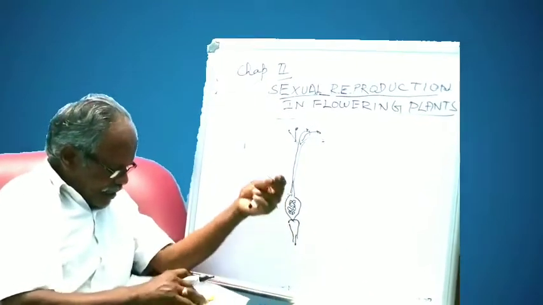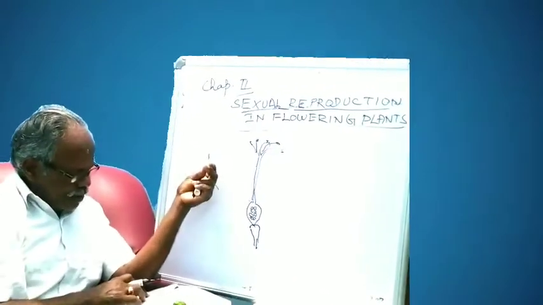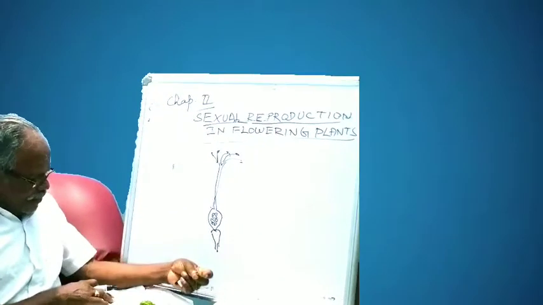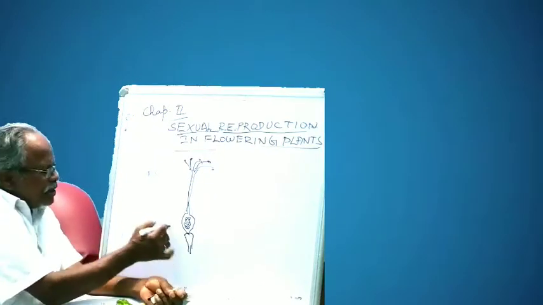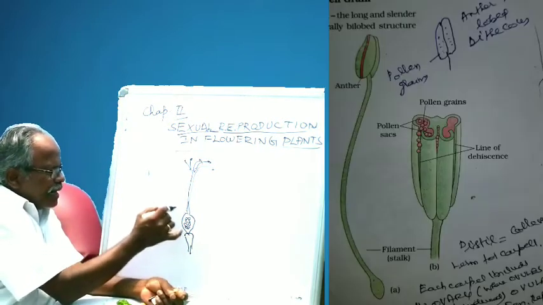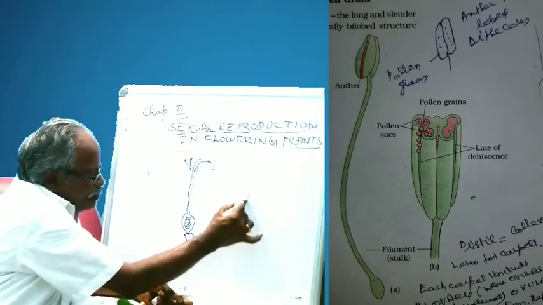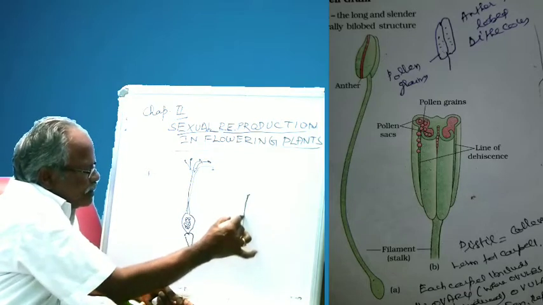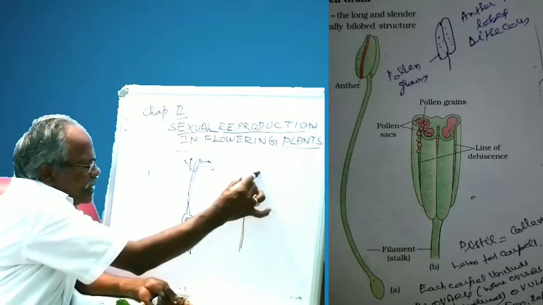Now we are going to talk about pre-fertilization. We are going to talk about stamens, the male part of the flower. Here in the male part of the flower there is the filament, and then this is the anther.